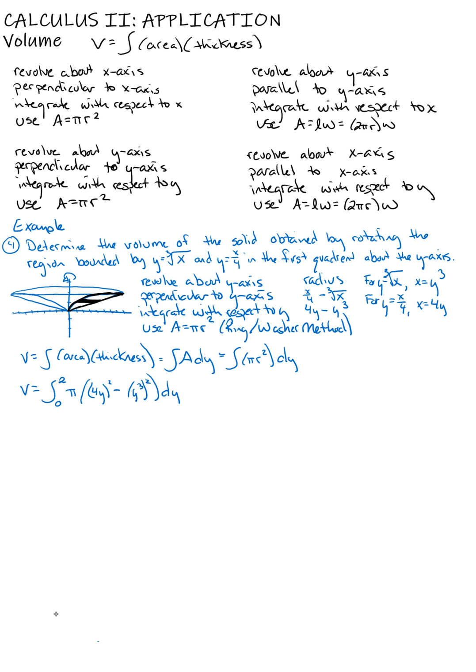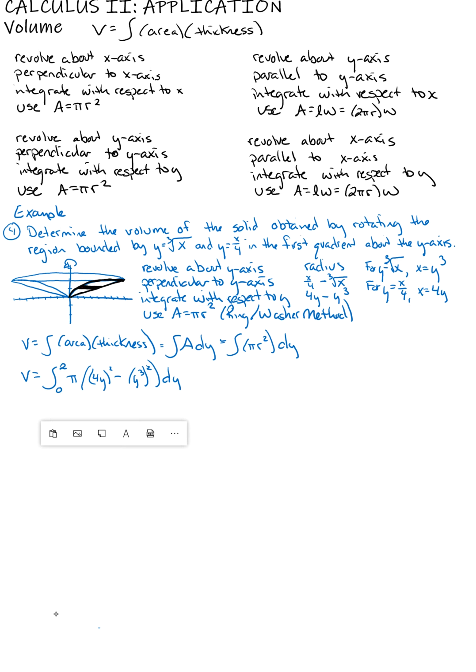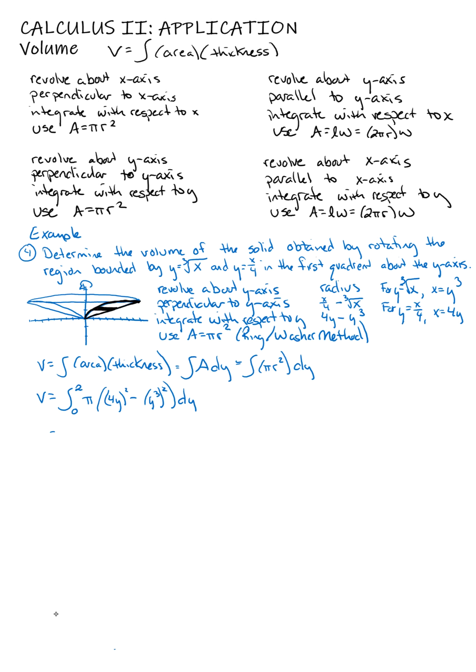I go over, back in one of the videos dealing with the ring washer method, what's going on with those, why those are squared. So take a look at that video if you have questions about that. All right, so there we go. There's our integral. We can clean that up just a little bit before actually integrating. Factor out that pi. 4y squared is 16y squared. Y cubed squared is y to the 6th.